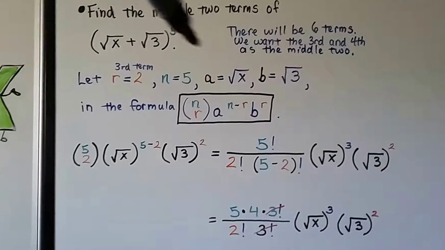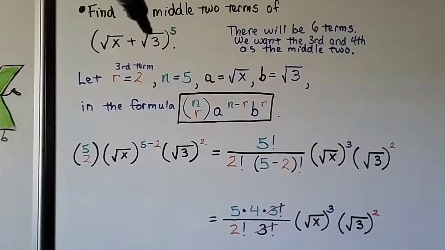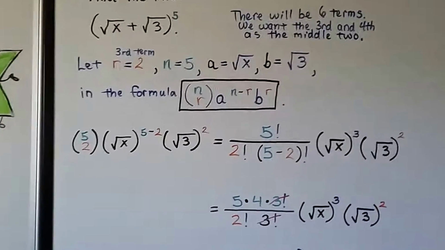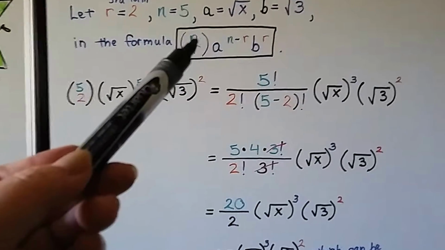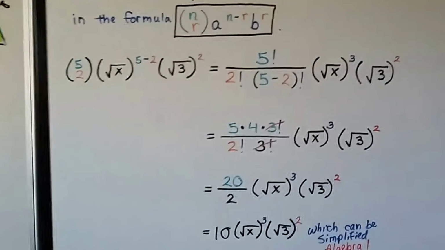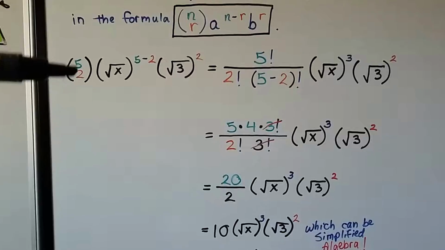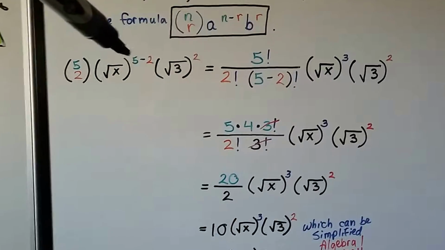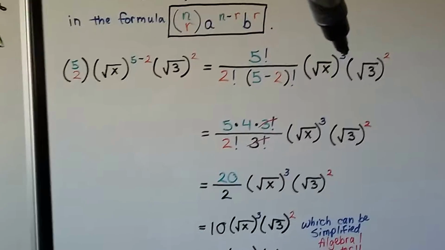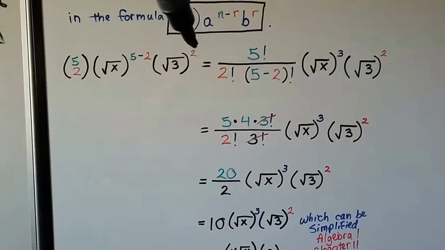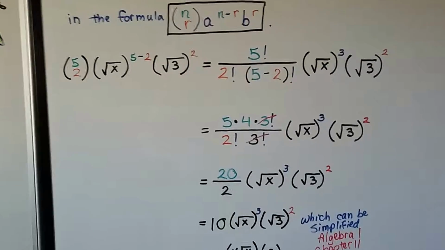We know a is the square root of x. And we know b is going to be the square root of 3. And using this formula and writing the n choose r as factorials, this is what we get. We get 5 choose 2 times the square root of x, and it's raised to the 5 minus 2. It's going to give us a 3 over here, isn't it? And then the square root of 3 is raised to the 2nd power, all right?